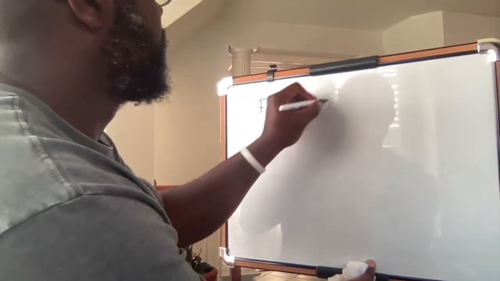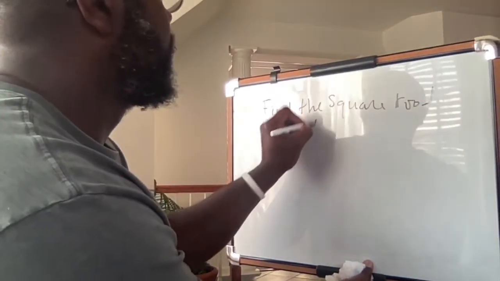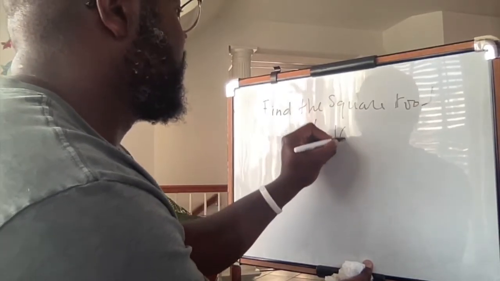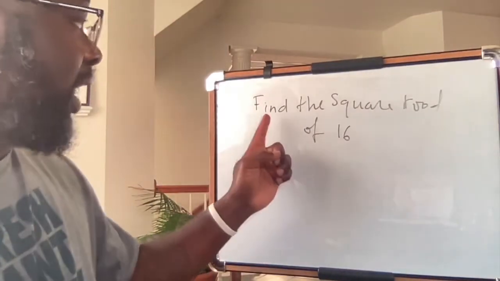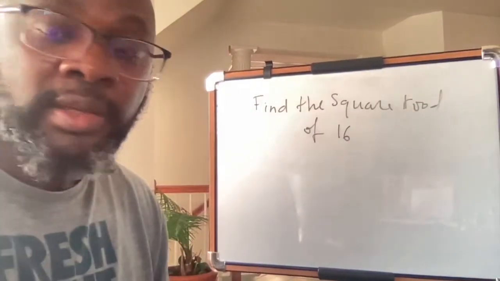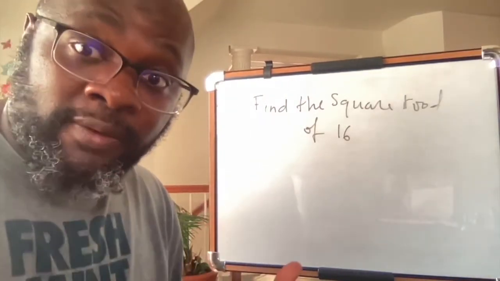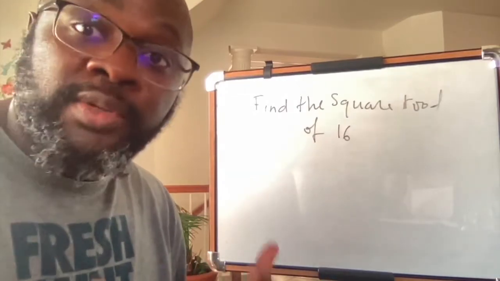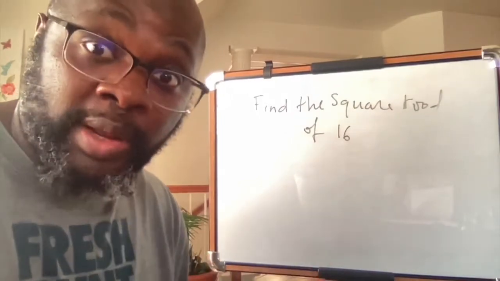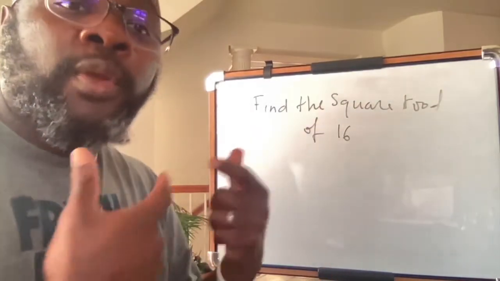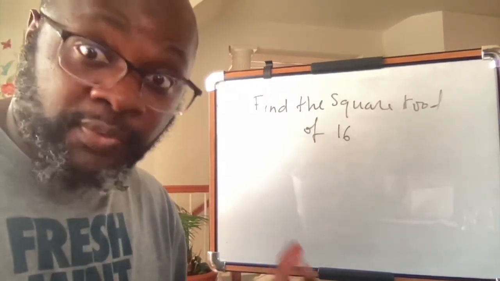So let's find the square root of, let's say 16. So the first thing you need to understand is, what am I asking you? When I say find the square root of 16, what am I saying? So what I'm saying to you is this: what number multiplied by itself gives you 16? And those numbers are called perfect squares. Okay, so 16 is a perfect square. Why? I'm going to explain it. What number multiplied by itself gives you 16 is 4, because 4 times 4 is 16.